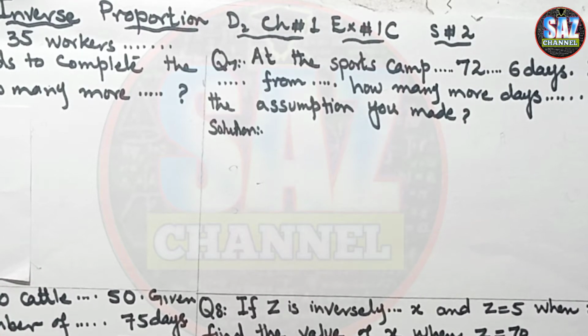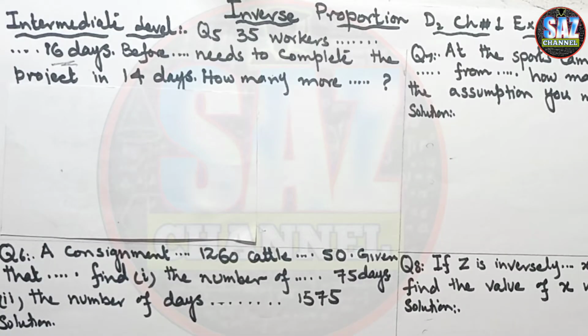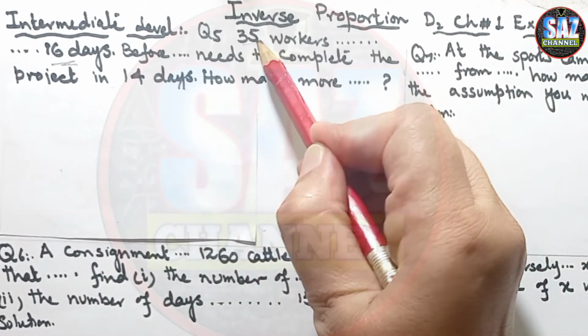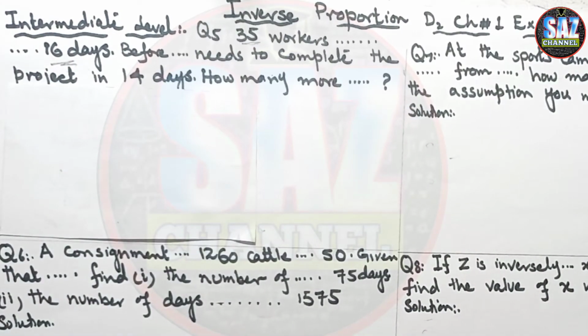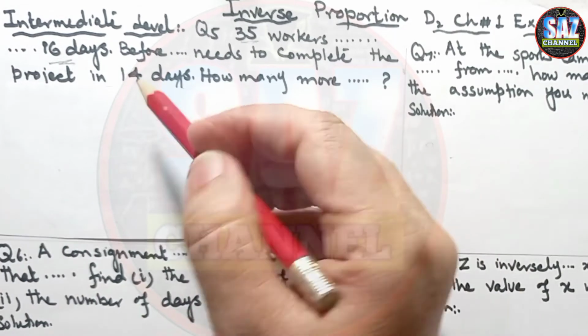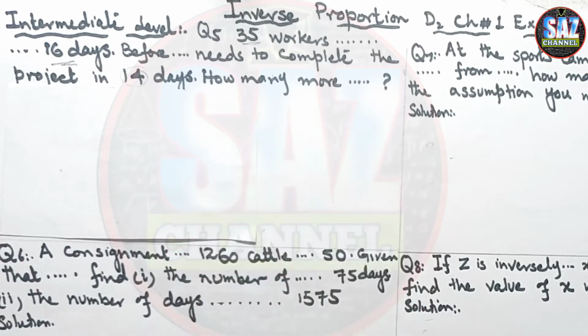Let's move to intermediate level. Question number 5. Let's read the question first. The question says 35 workers are employed to complete a construction project in 16 days. Before the project starts, the boss of the company is told that he needs to complete the project in 14 days. Assuming that all workers work at the same rate, how many more workers does he need to employ in order to complete the project on time?